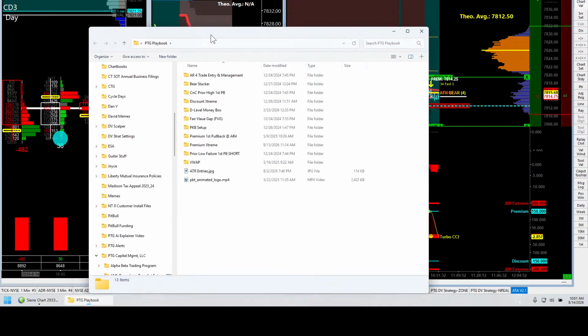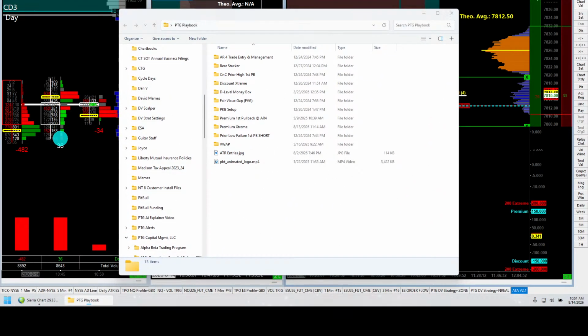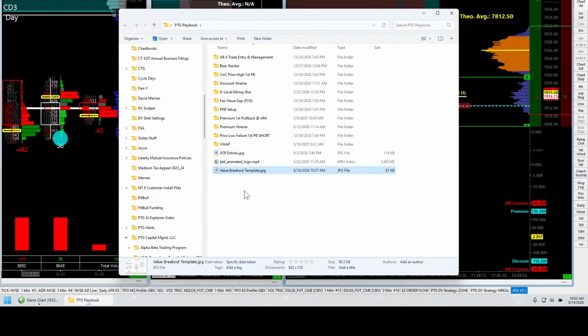And this is what I'm going to do. I'm going to put it in my playbook right now. You'll see. Boom. I just put it in my playbook. All right. Value breakout template. You can create a folder. And then what you do there is take screenshots of the actual chart today. Throw it into that folder.